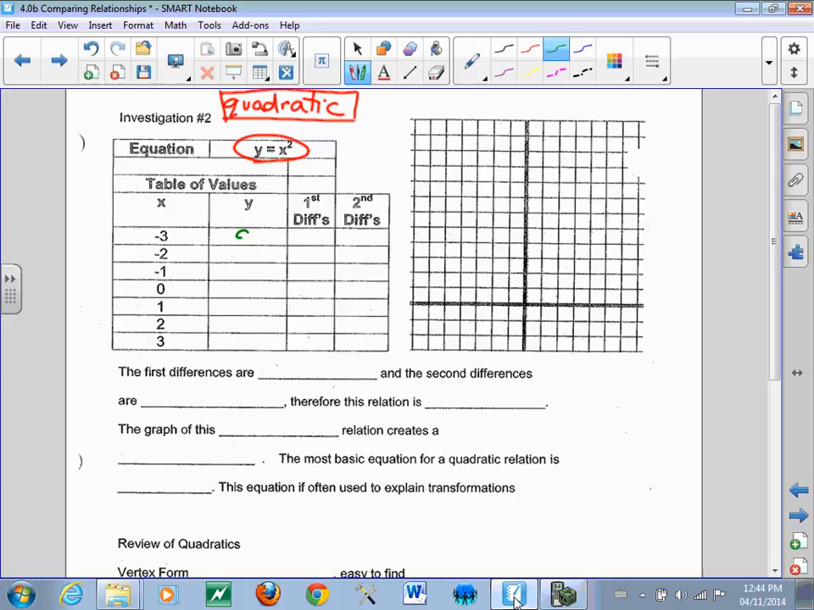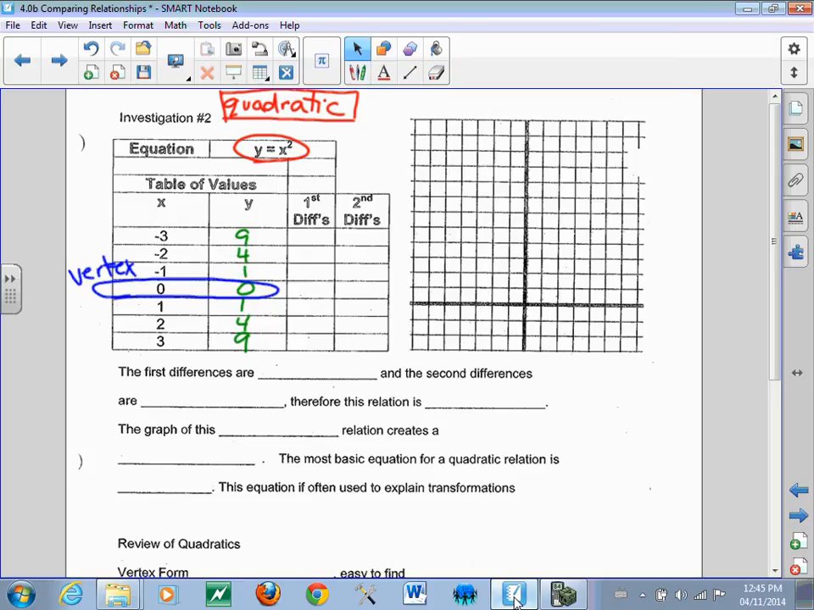Now we talked a little bit about quadratics, folks, and that there'd be a maximum or minimum. Look at the patterning here. We got 9, 4, 1, 0, 1, 4, 9. There's a turnaround point. And the turnaround point is right here, folks, and we're going to call that the vertex. So it's the vertex of the equation. Okay?